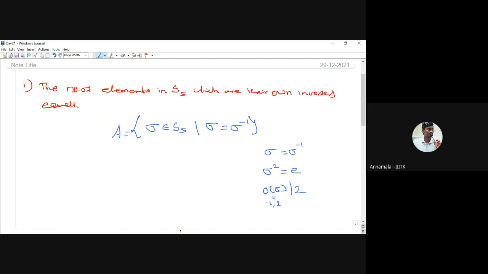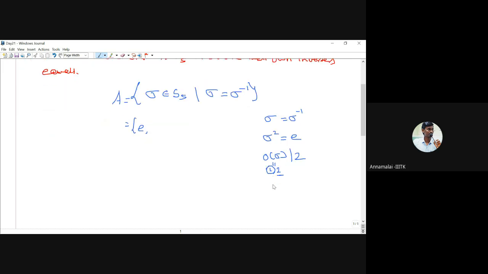So what are the only possibilities? The order 1 is the identity permutation. Therefore, this set contains the identity permutation, and then the order 2 elements. So what is the order of a permutation? We write the permutation as a product of disjoint cycles and then take the LCM of the lengths. That is the order of the permutation. Now, if you take any 2-cycle, the order is always 2. Why? We are in S5, therefore we use only the 5 symbols: 1, 2, 3, 4, 5.